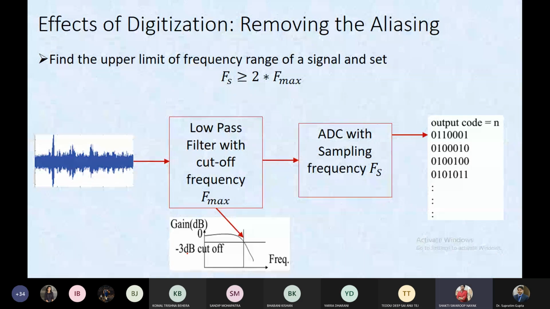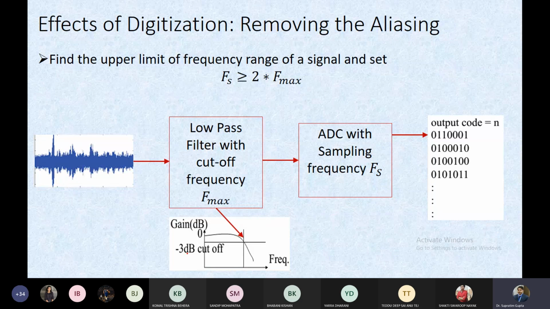So minus 3 dB means the power will be half. Yes, very good. So below that power, we don't consider that the signal is valid signal. Then we apply this ADC with sampling frequency Fs. So now Fs would be at least 2 times F max, this frequency. This we need to have, right?